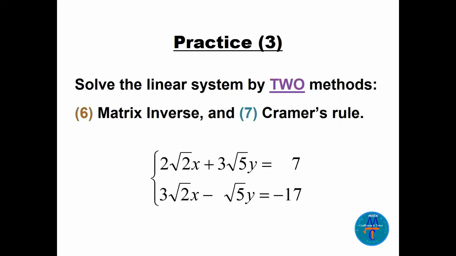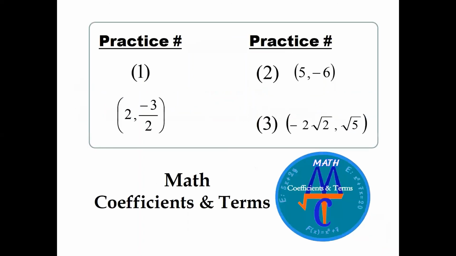Practice number 3, use method number 6 and 7. There is a little surprise here. The coefficients are all irrational numbers except the constants. You see square root of 2, square root of 5. It's not ugly. Medium nice numbers. You can try and then you find the solution. Only the answers here. Practice number 1, you see the answer. Practice number 2 by 2 methods. Practice number 3 is the solution.